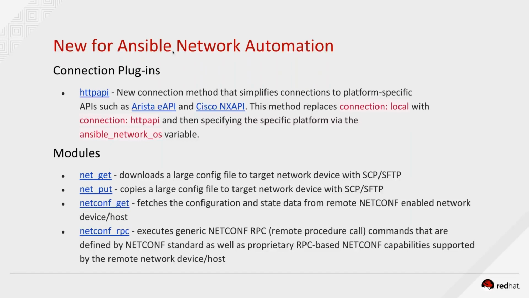We have some more modules, net_get and net_put. This allows for downloading large config files and copying up large config files to a network device using SCP and SFTP. And we have netconf_get and netconf_rpc as well. If you want more information on these modules and connection plugins, head on over to docs.ansible.com and just search for them. So just a quick update on what's going on in the Ansible world. Next slide.